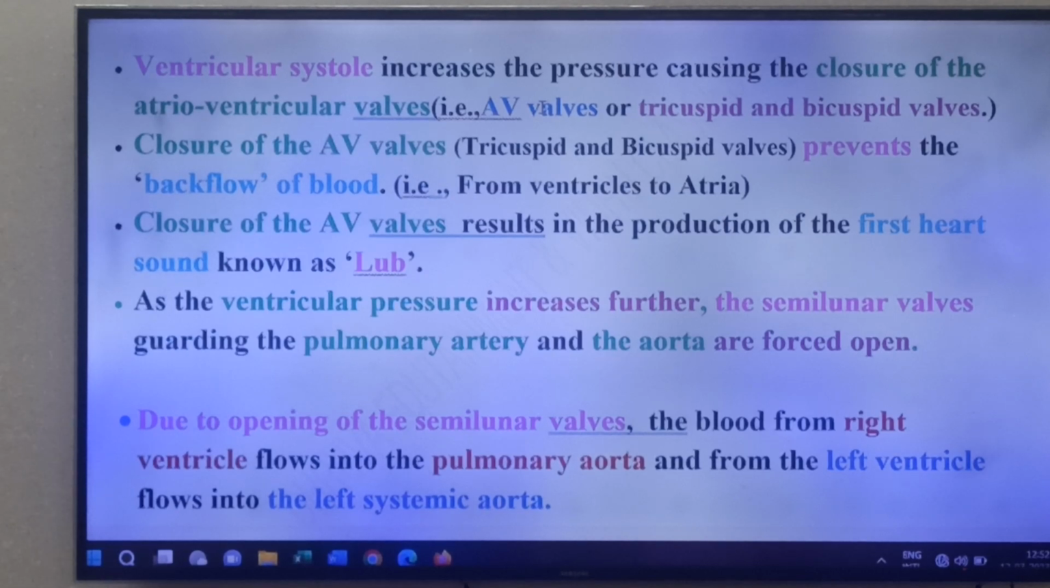When this tricuspid and bicuspid valve closes the concerned or respective openings, what happens, friends? They prevent the backward flow of blood. Means what, friends? They prevent the flow of blood from ventricles to atria. Okay, friends. Now, very, very important, friends.